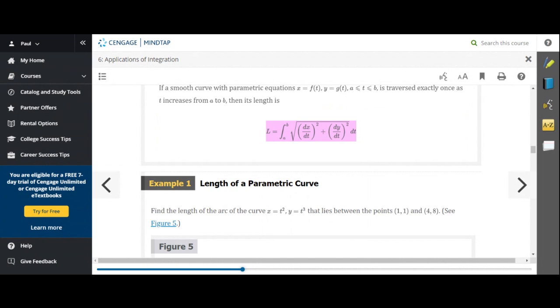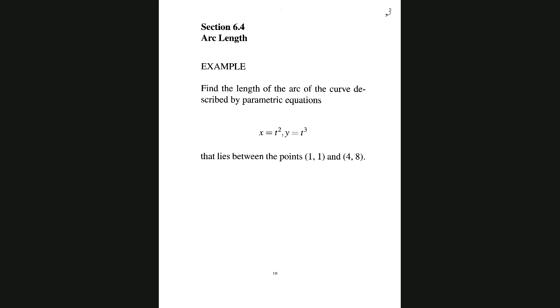All right, are there any questions on that before we get to our examples? Okay, well, let's go ahead and get to our examples then. Take a moment to copy this example down.